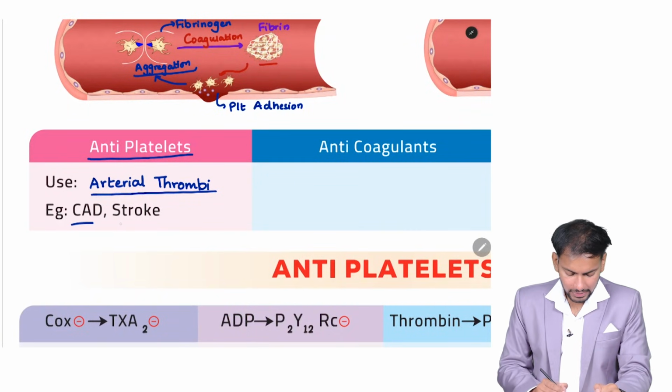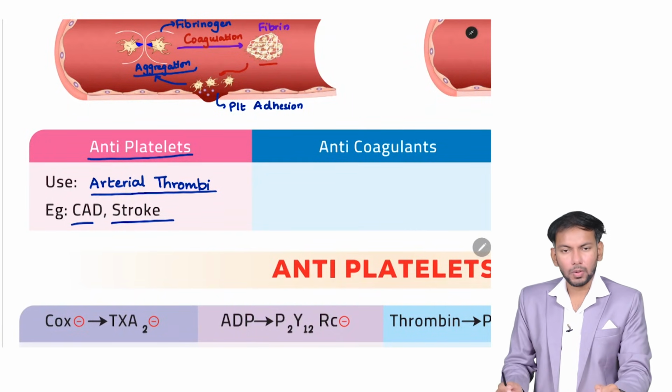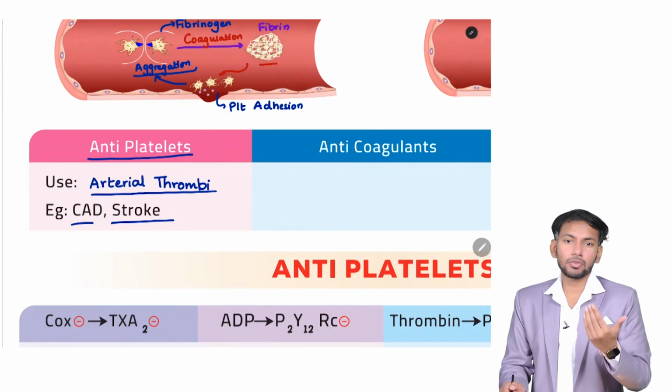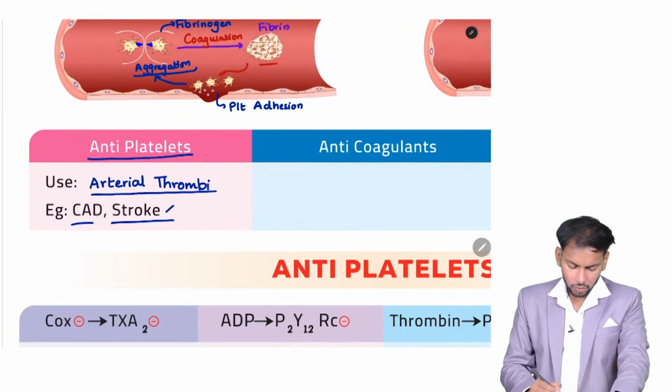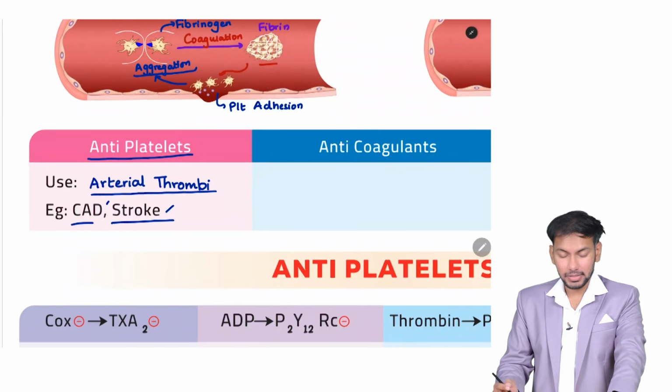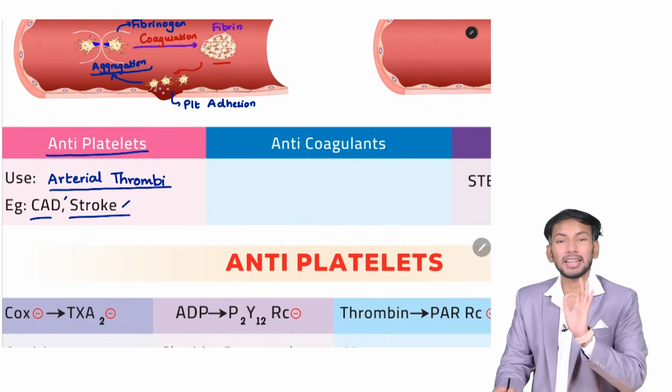Examples are CAD, coronary artery disease, and stroke, because these happen in the arteries of the brain and heart. Did you understand? So, in the brain it is stroke, in the heart it is coronary artery disease. That's all about the arterial thrombi.